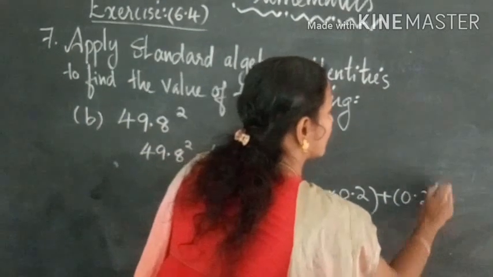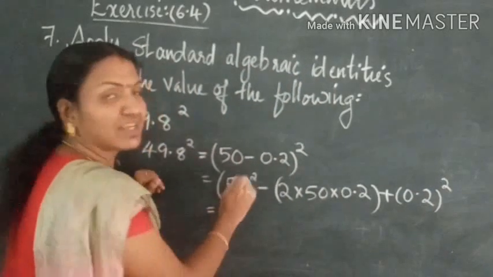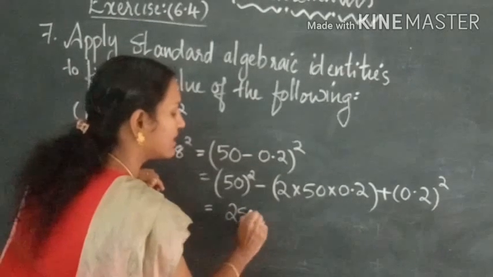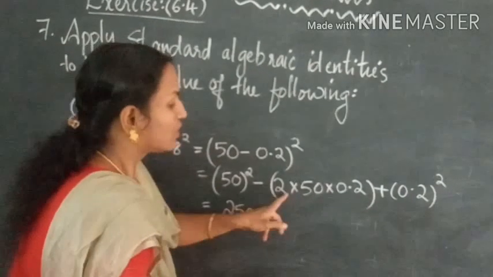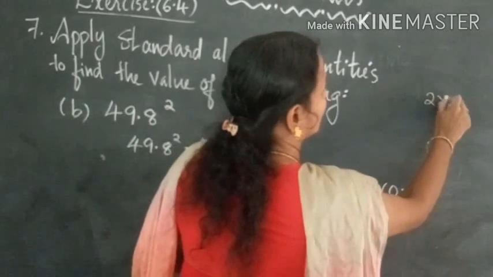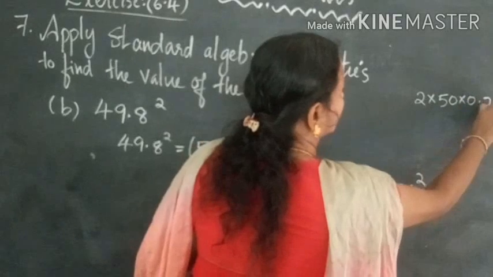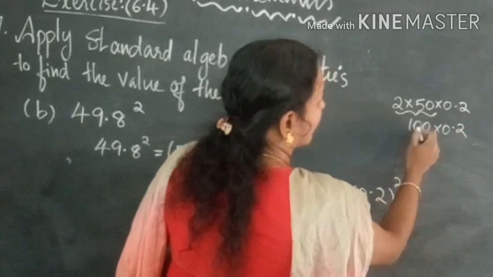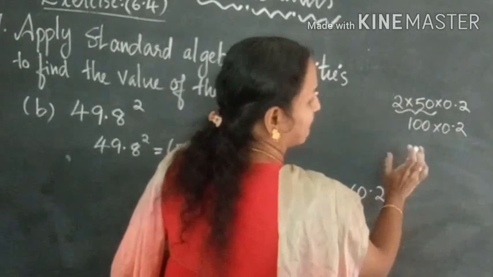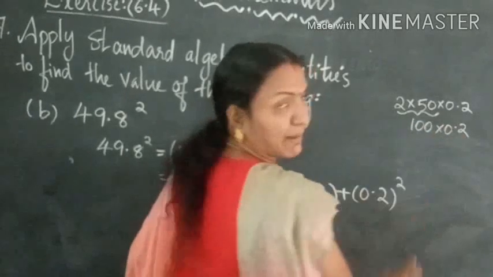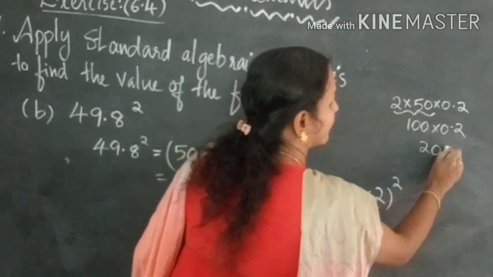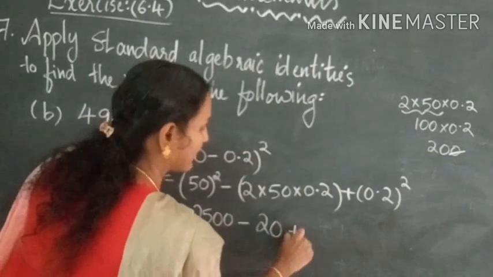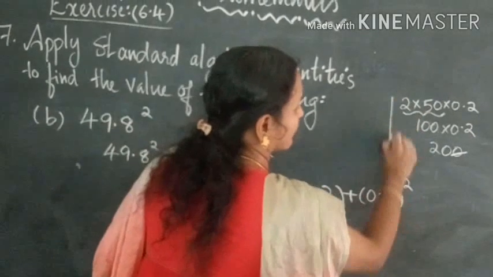So 0.2 the whole square is equal to 50 square: 5 into 5 is 25 and put 2 zeros. Minus 2 into 50 into 0.2. 2 into 50 is 100. First you multiply the numbers: 100 into 2 is 200. Then 1 decimal point, so the answer is 20. Plus 0.2 the whole square.